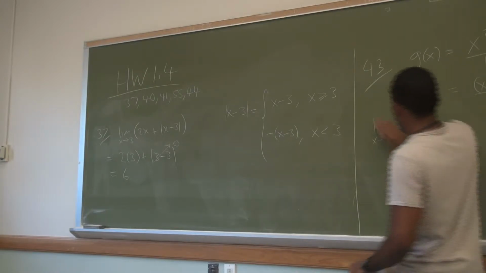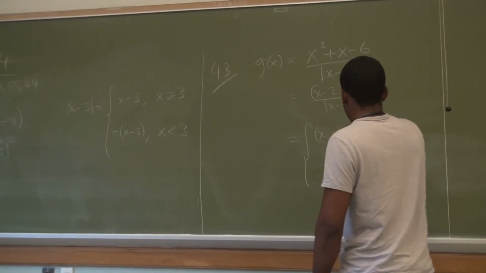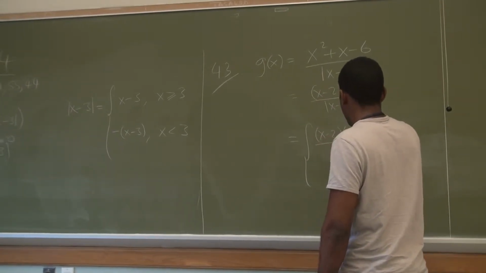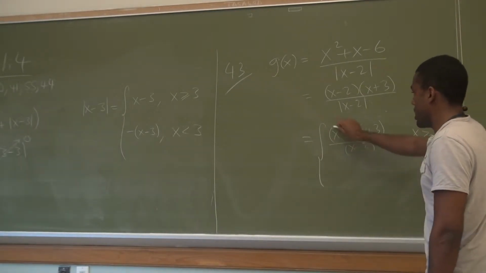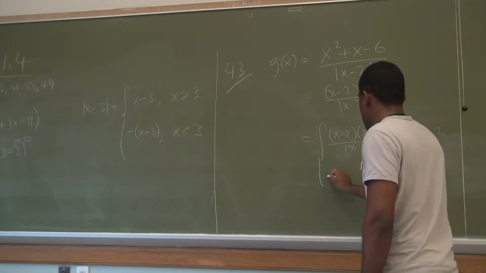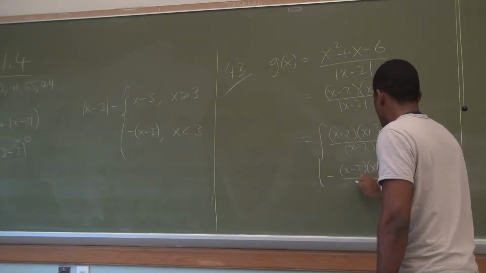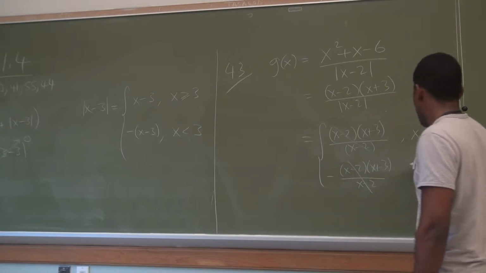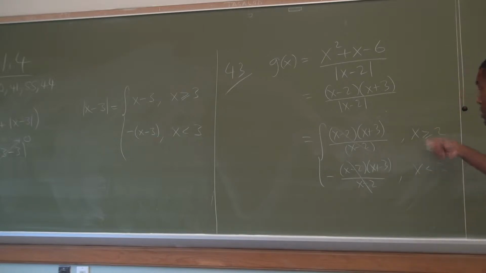This guy is two different things. This function is equal to x minus 2 times x plus 3 over x minus 2, provided your x is greater than or equal to 2, then you can cancel. Or it's going to be the negative of this, provided your x is less than 2. So one is the negative of the other, depending on which side of 2 you're on. The one-sided limits will probably give you different answers here.